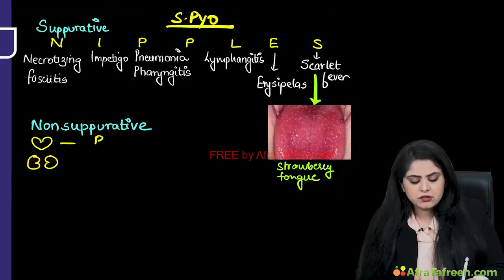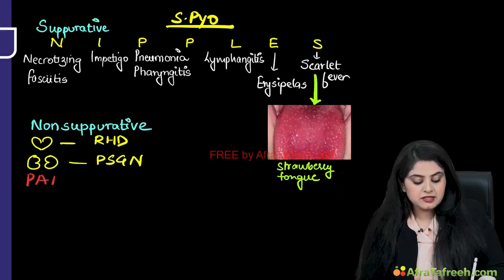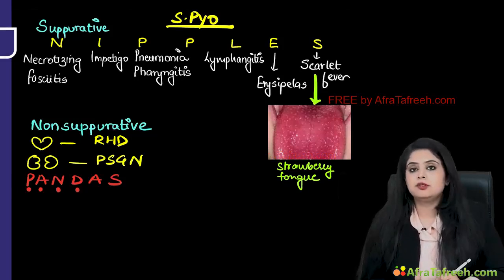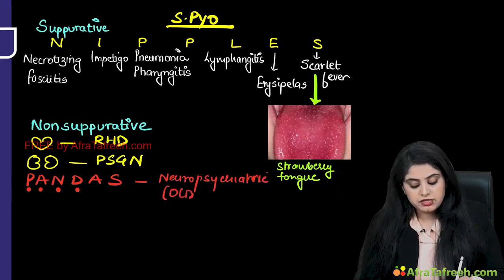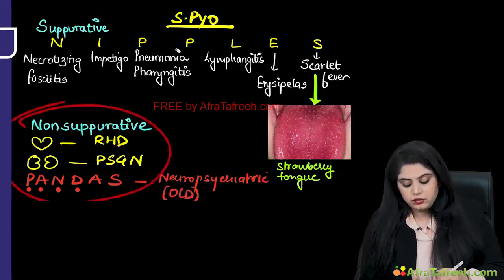In the heart, it of course causes rheumatic heart disease. In the kidney, it causes PSGN, and it also causes a disease called PANDAS. You don't have to know the full form of it, but it is a pediatric autoimmune neuropsychiatric disorder associated with streptococcus. So what is it? It is a neuropsychiatric disorder, and this neuropsychiatric disorder is nothing but the OCD. OCD is usually the spectrum that comes. These are all under the non-suppurative etiologies.